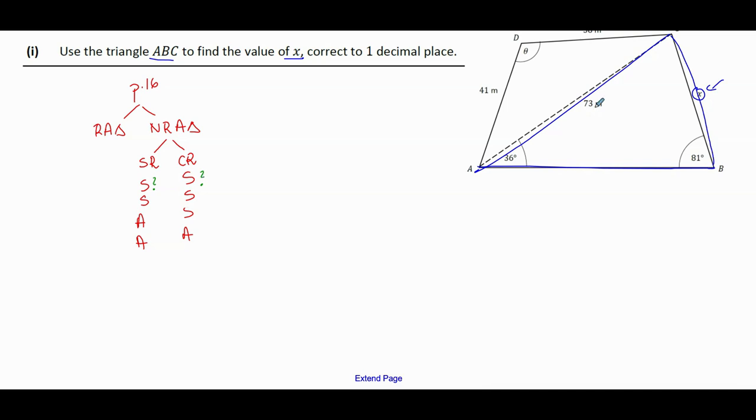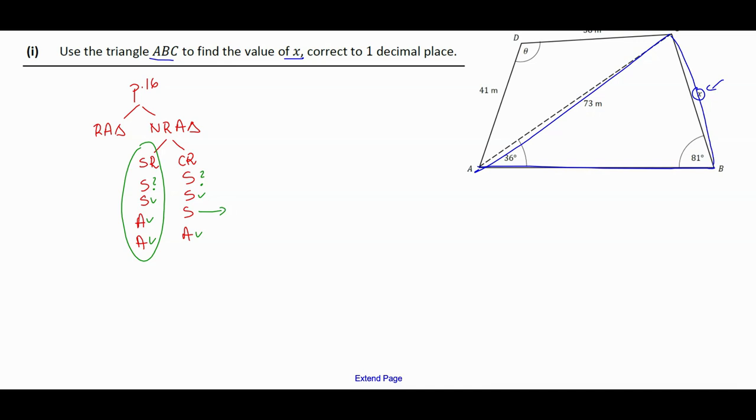What information do we have? We have 73, that is a side. We tick beside the side. Then we have 36. What's that? That's an angle, so we tick beside the angle. And then 81, another angle. So we can see that for the sine rule, we have all the information. For the cosine rule, we are missing a side, so we're not going to use that.